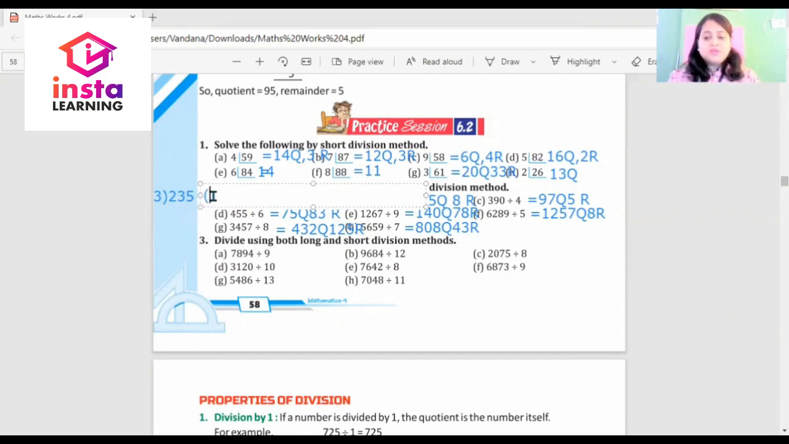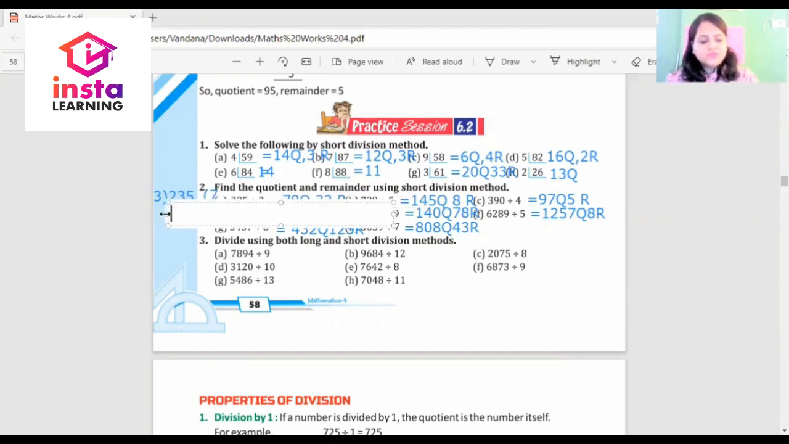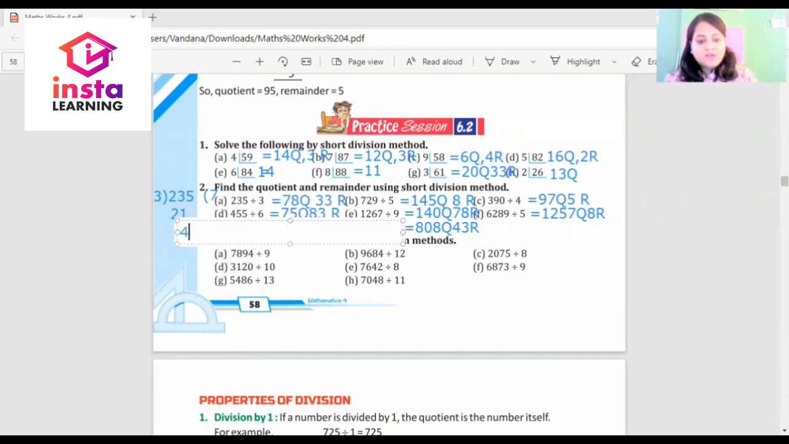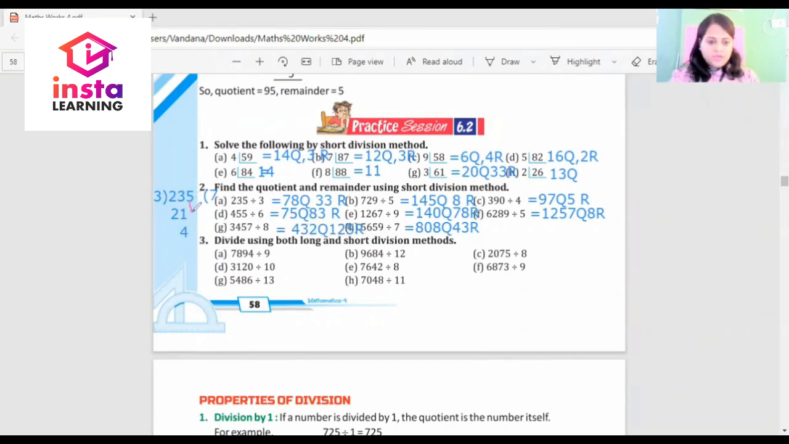3 ones are 3, 3 twos are 6, 3 threes are 9, 3 fours are 12, 3 fives are 15, 3 sixes are 18, 3 sevens are 21. So 7 is your answer here. So write 21 here, and then you will get the answer 4 after subtracting. Then the 5, bring it down. 5 number you have to bring it down.